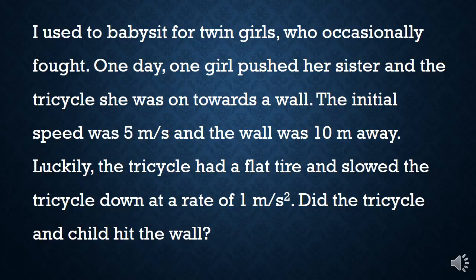Okay, I didn't actually measure the initial speed and anything like that, but say I had, and the initial speed was 5 meters per second, and the wall was 10 meters away. I'm trying to figure out if the child is going to hit the wall. So in this case, we'll pretend the tricycle had a flat tire, and it was slowing the tricycle down at a rate of 1 meter per second squared. So we want to know, did the tricycle and the child hit the wall? I know, you can barely wait to figure out if the tricycle is going to hit the wall.